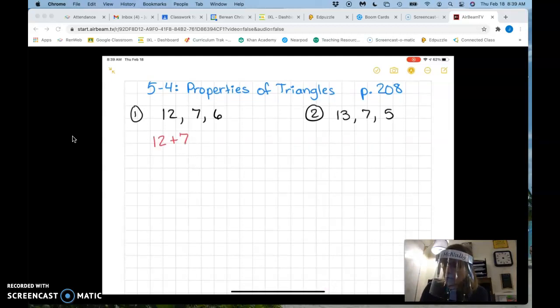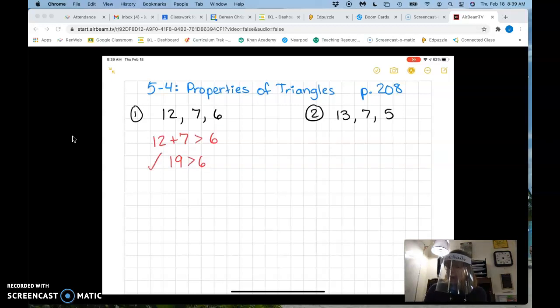So 12 plus 7 equals 6. We're going to just add the first two and put it equal to the third angle. So 12 plus 7 is 19. Is 19 bigger than 6? Yes, I did that wrong. This should be a greater than sign.